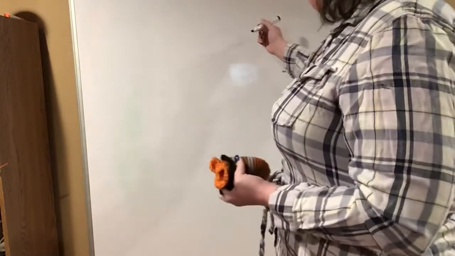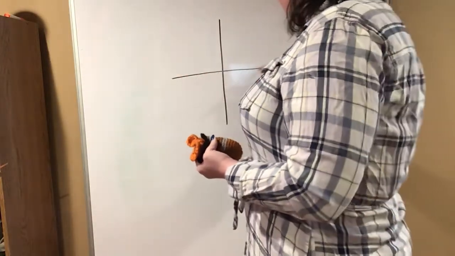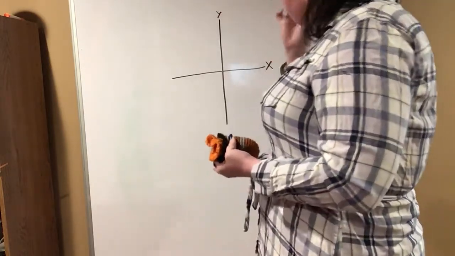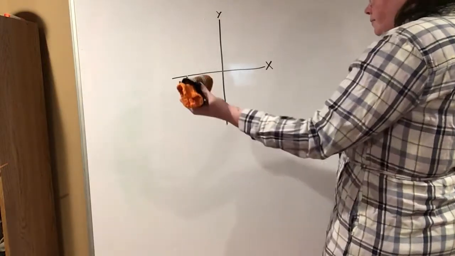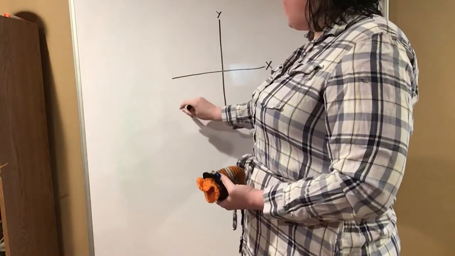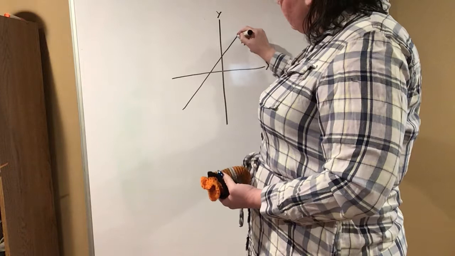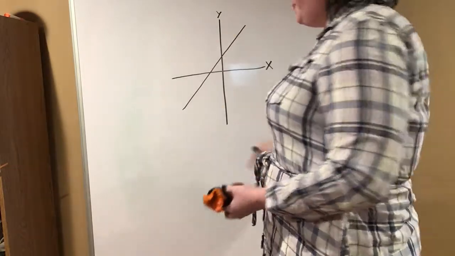Okay, so let's think about this. We have our graph right here, right? This is our y-axis. This is our x-axis. Let's think of it as a roller coaster, right? So if we have a positive slope, we're going up the roller coaster like this. Whee! We're going up the hill. That's a positive slope, right?